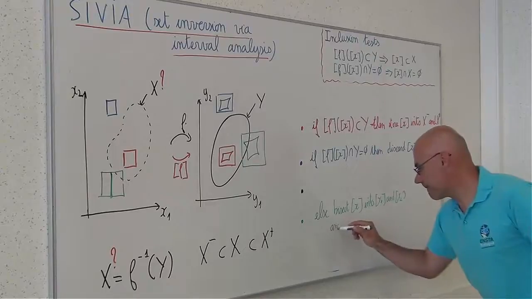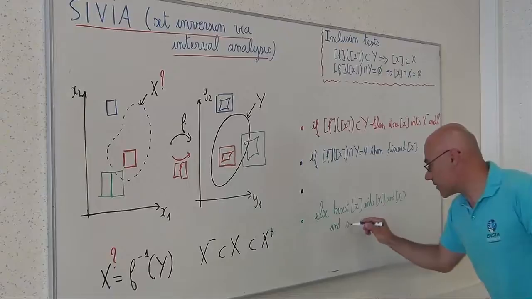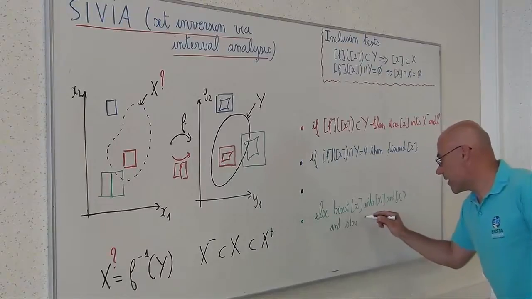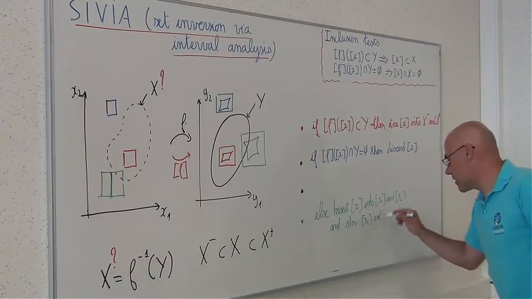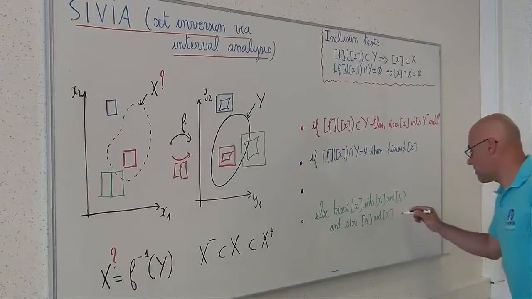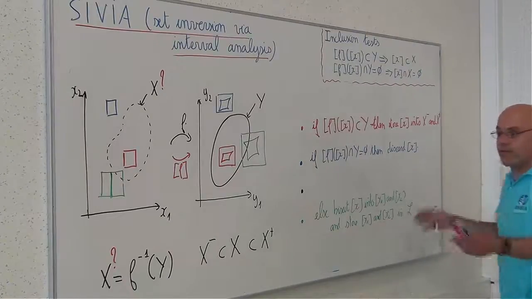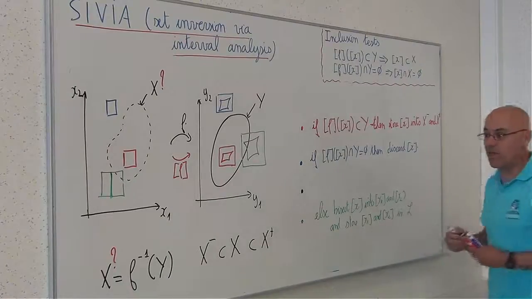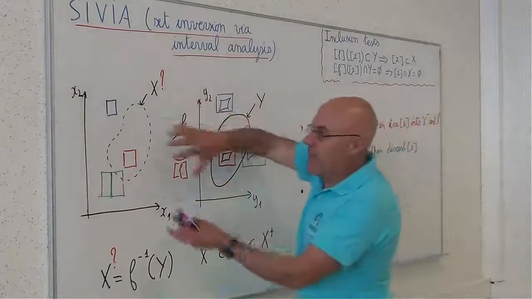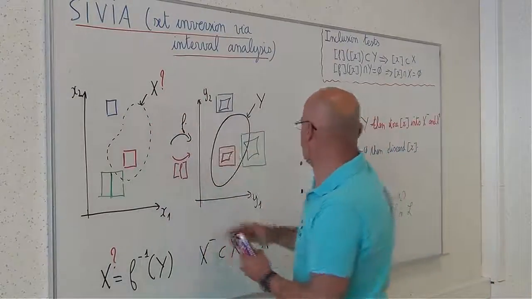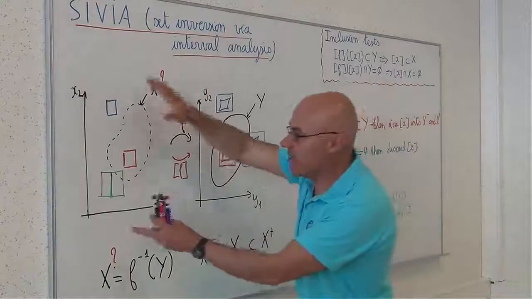And I will store x1 and x2 inside a list of boxes. I will now explain what this list of boxes means. You can imagine that I will have a paving, so many boxes, and I will have to store all these intermediate boxes inside the list.